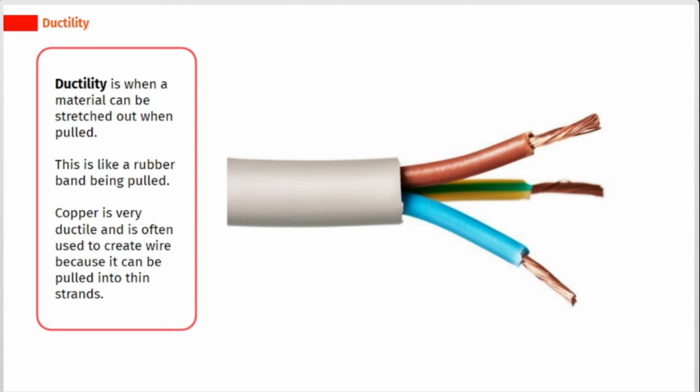Ductility is when a material can be stretched out when pulled. This is like a rubber band being pulled. Copper is very ductile and is often used to create wire because it can be pulled into thin strands.